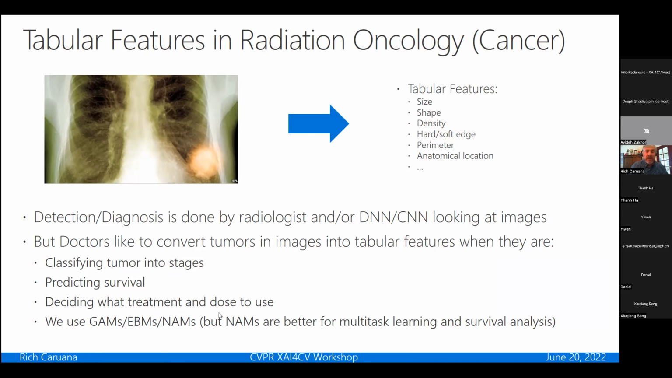So we find that the NAMs are really good, even in this image-based domain, because they like tabular features in this domain and they know how to compute them. And the NAMs are even better, and that's because they're good for multitask learning and survival analysis.